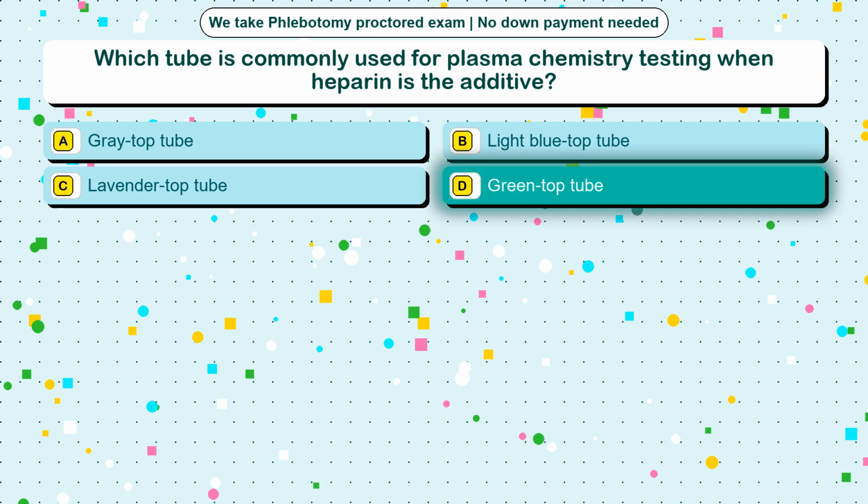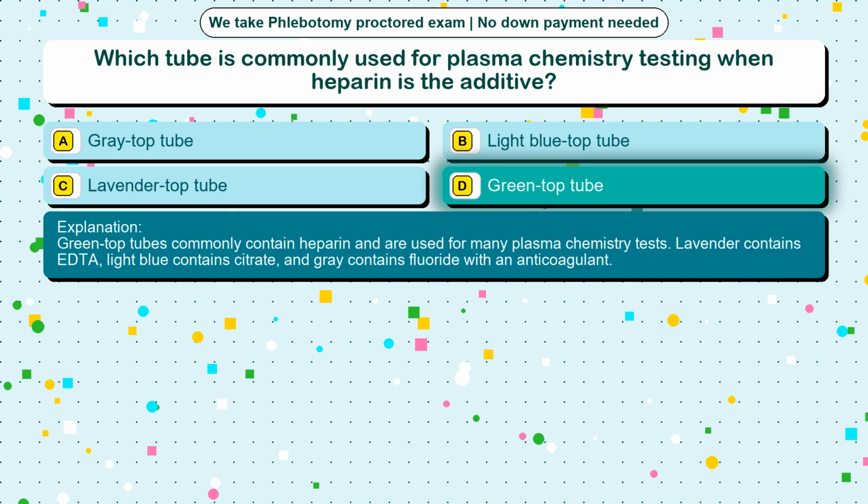The correct answer is option D, green top tube. Green top tubes commonly contain heparin and are used for many plasma chemistry tests. Lavender contains EDTA, light blue contains citrate, and gray contains fluoride with an anticoagulant.